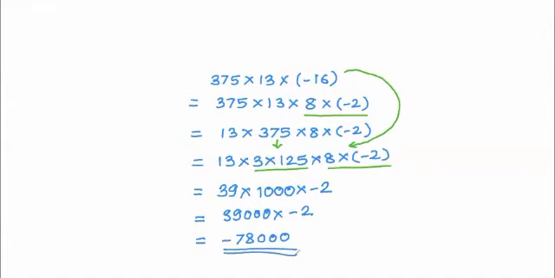Now what we have done here is we have seen that there is a 375. So 375 we have factorized into 3 and 125. And we also saw there is a minus 16, which we have factorized as 8 and minus 2. That way we have got two numbers, 125 and 8, which makes all our calculations easy, because 125 into 8 gives us 1000. The remaining 13 into 3, 39, is easy multiplication, and then again 39 into 2, 78, and further multiplications are easy.